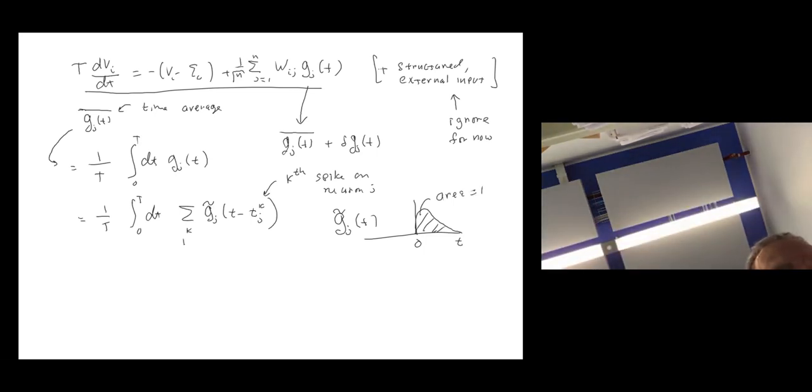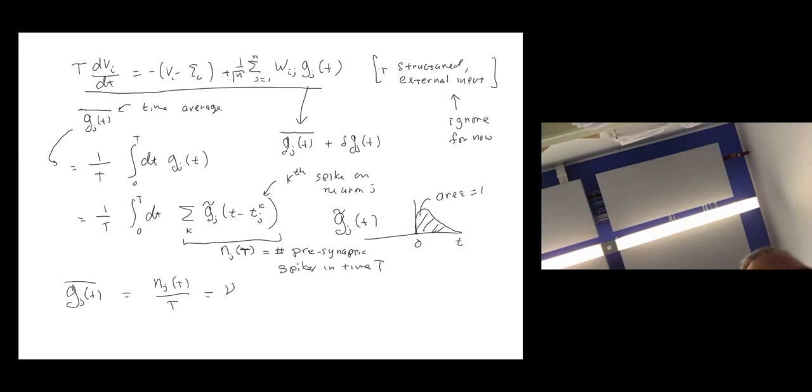In that case, this thing just counts spikes. Once we do the integral, this is just N J of T, capital T, the number of presynaptic spikes in time T. So we have the average value of GJ bar equal to NJ of T over T. And that by definition is the firing rate. So we've basically chosen normalization so that this term here is just nu J. Okay.